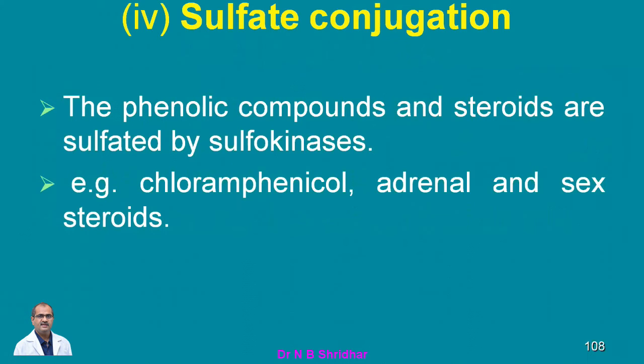Then sulfate conjugation is the fourth category in the phase 2 metabolism. The phenolic compounds and steroids are sulfated by sulfokinases. So sulfokinase is an enzyme, and the sulfate is donated by an endogenous mechanism, and sulfate conjugation occurs. The examples are chloramphenicol, the adrenal and sex steroids, they undergo the sulfate conjugation.